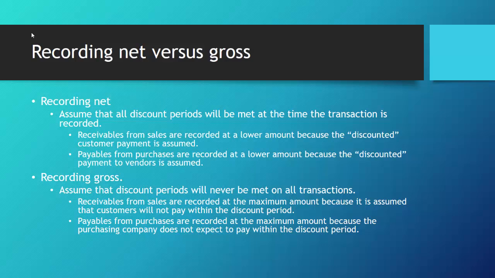Vice versa, if your customers typically don't pay within the discount period, you should record the revenues at the maximum amount they could possibly pay you, because that's what typically happens. They miss their discount period and they give you as much money as you billed them for originally. When you make a purchase and you assume that you're not going to get the discount, you put the payable and that inventory on your books at the full amount that you could possibly pay, again assuming you're not going to get the discount because that's your normal course of operations. You don't typically pay during the discount period.